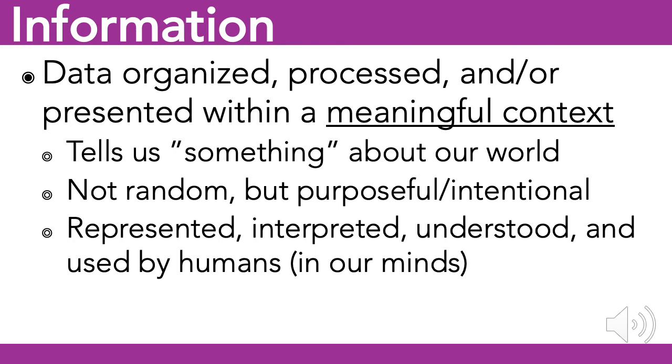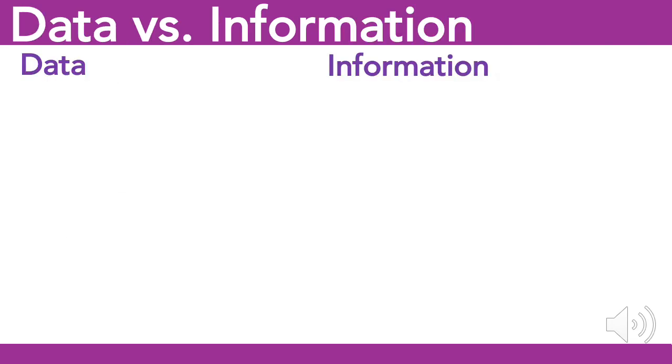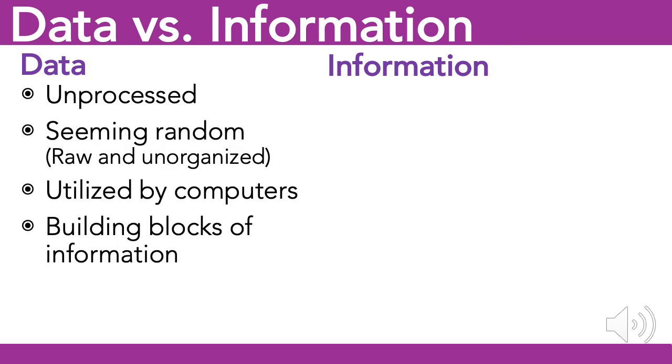Information is represented, interpreted, understood, and used by humans in our minds. And really, this is a point that I'm putting out there as a seed. And when I say a seed, I mean a point that maybe we don't understand yet, but we'll come to understand. To compare and give us the results of this battle between data and information so far: data, as a review, a refresher, is unprocessed, seemingly random.